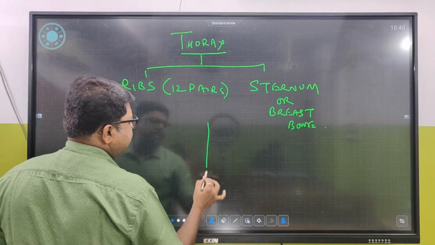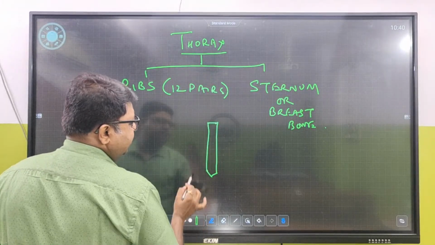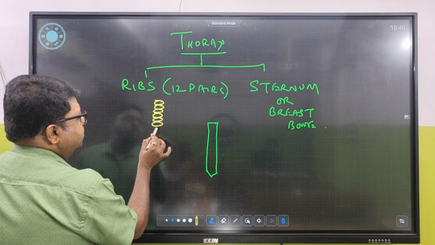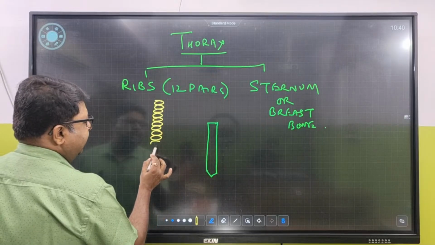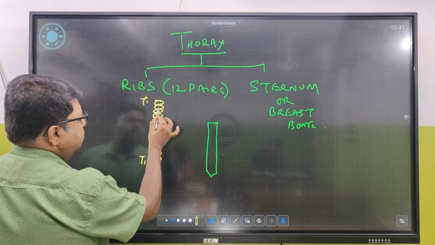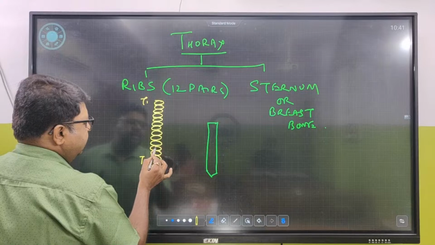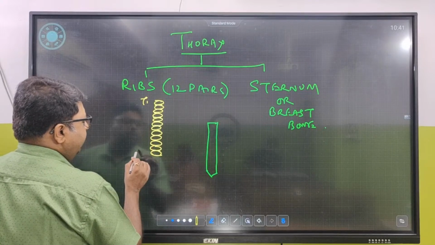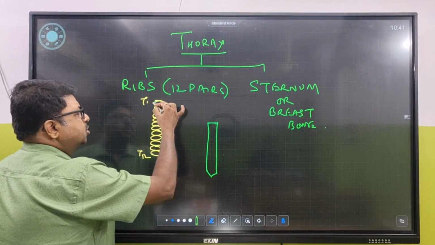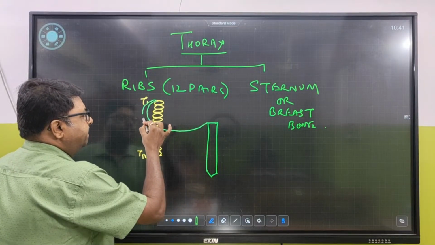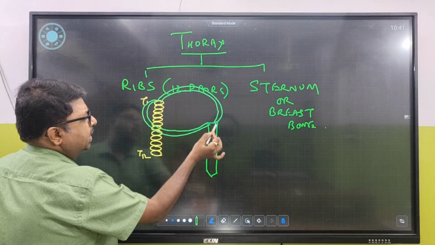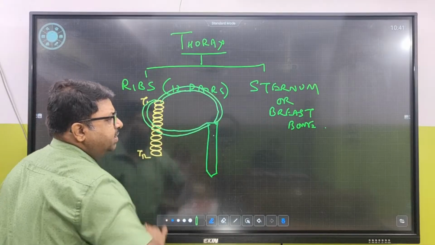So if this is the breastbone, this is what is called the sternum. At the back, what is present? The vertebral column is present at the back. This is the front side, this is the back side. It starts from T1 to T12: 1, 2, 3, 4, 5, 6, 7, 8, 9, 10, 11, 12. So this is T12. From each thoracic vertebra, a pair of ribs comes out and makes a semicircle and joins straight away with the breastbone.